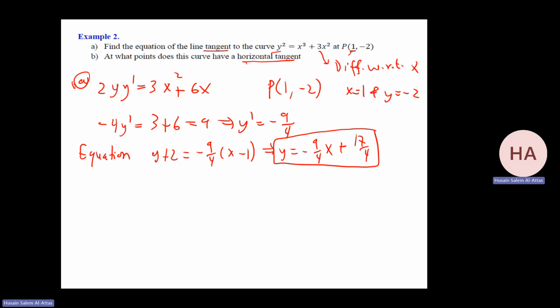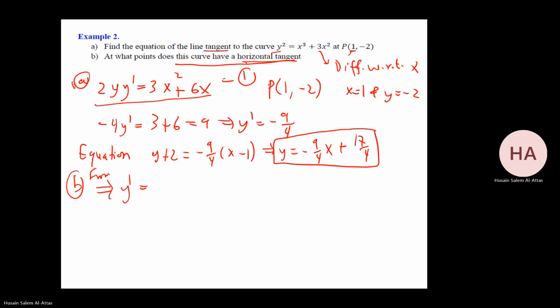Okay, let me go to the second part. Here we need to be careful. I need to find at what points this curve has a horizontal tangent. So I need to solve for y prime, because I need to find y prime and make it equal to 0. That's how to find the horizontal tangent. What's the meaning of horizontal tangent? It means y prime equals 0.